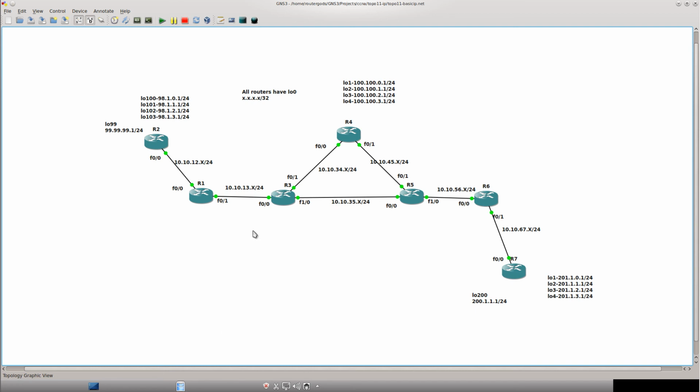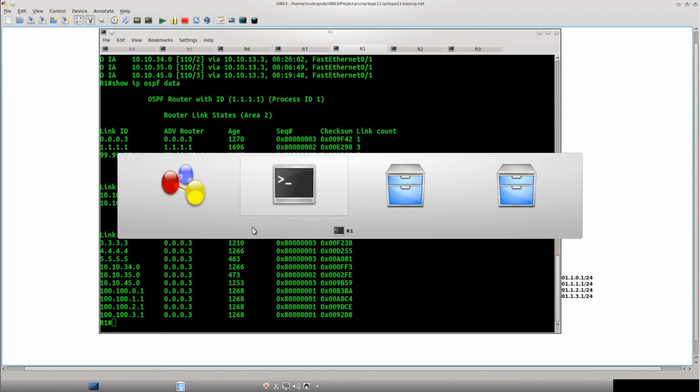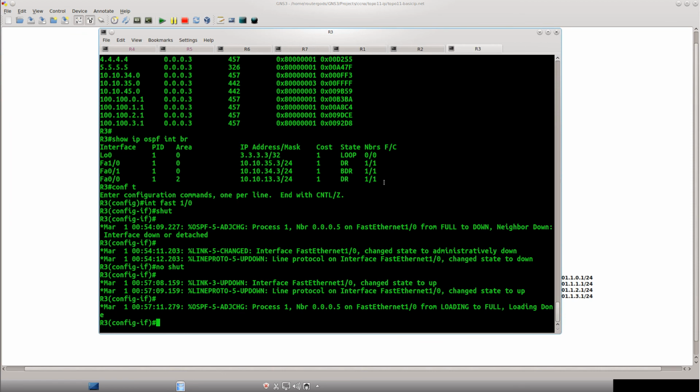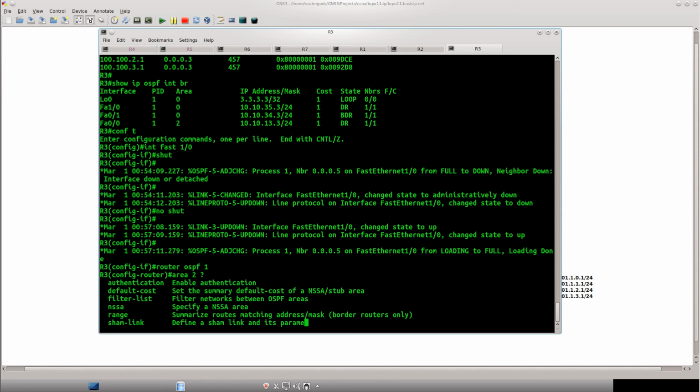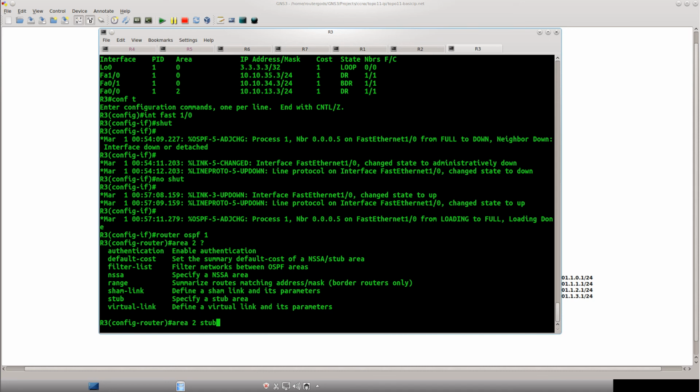I'm going to go on R3, go back into router OSPF 1, and we're going to say area 2, you're going to be a stub area. If you do a question mark, you'll see stub and all this stuff, but the easy way is just to say stub. You're basically saying this area is the end of the line. There's only one way of getting out.